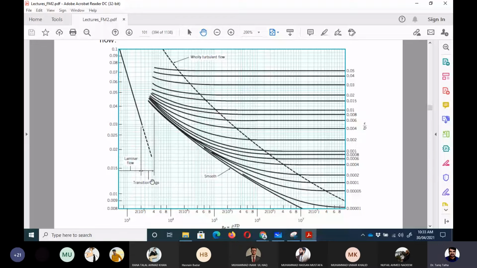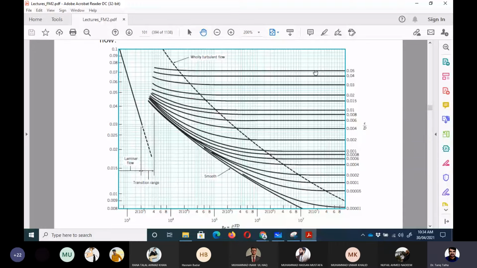Okay, so now you can see there is a line on the left hand side, which is a linear line. That is the line due to laminar flow. It covers 64 upon Reynolds number. Then there are several lines on the right hand side, and there is a value written in front of each line. These values are for the relative roughness, which is epsilon upon D.